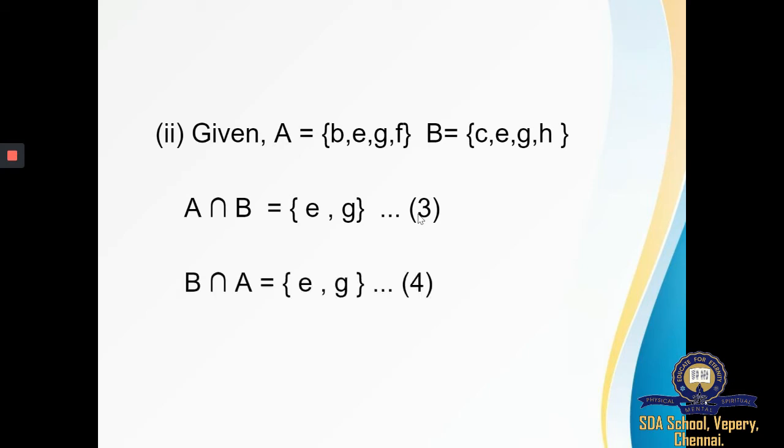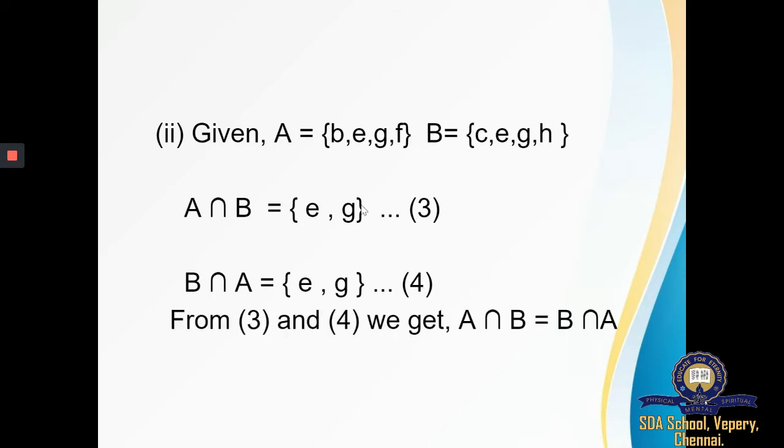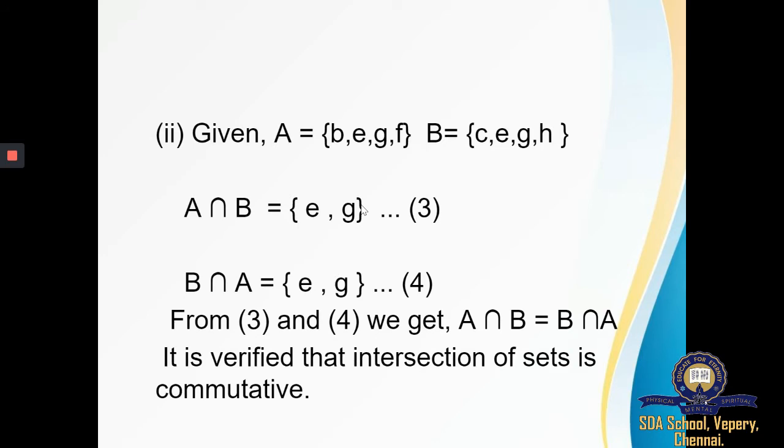Next we have to find B intersection A. Again, if you see in B intersection A, you have only two elements which are common, that is E and G. Therefore, mark this as equation 4. Again, carefully observe equation 3 and equation 4. What do you get? Both are equal, right? Hence, we have proved that intersection of sets is also commutative.